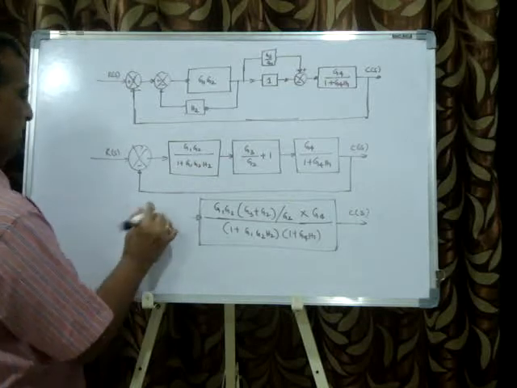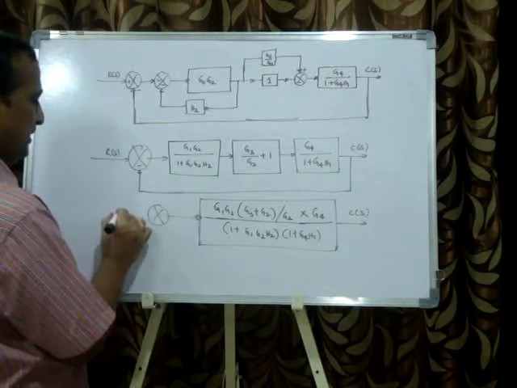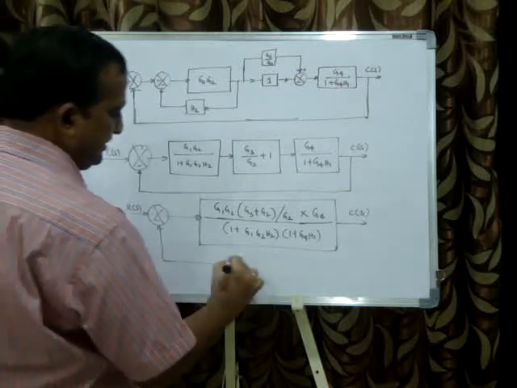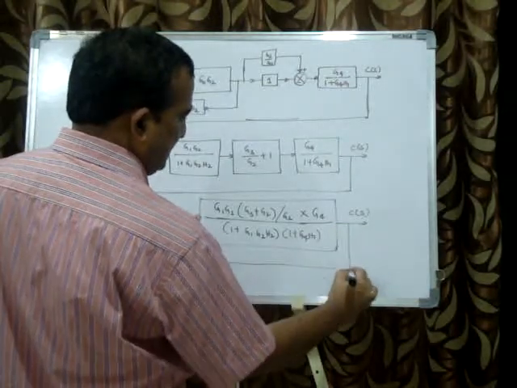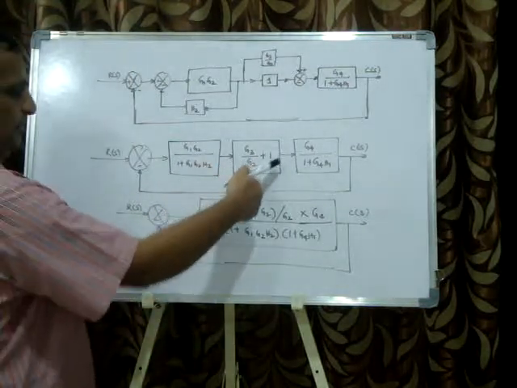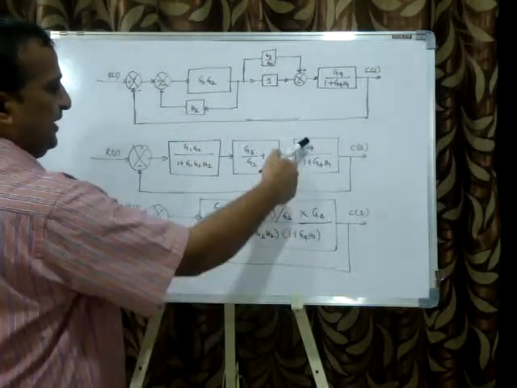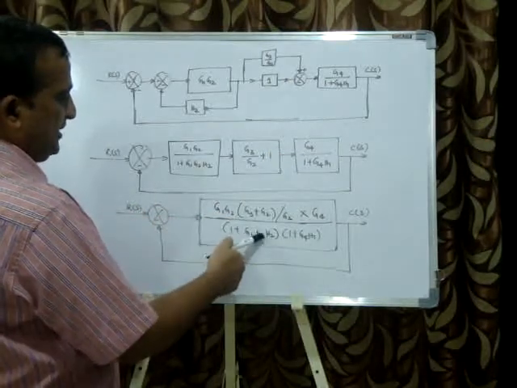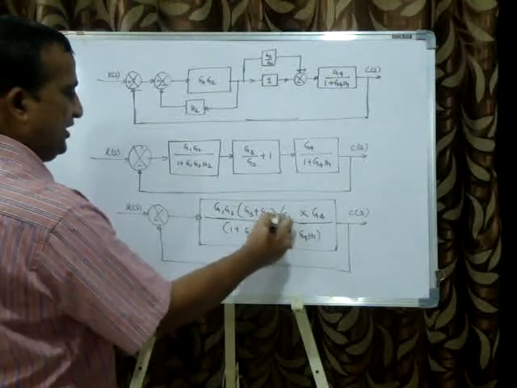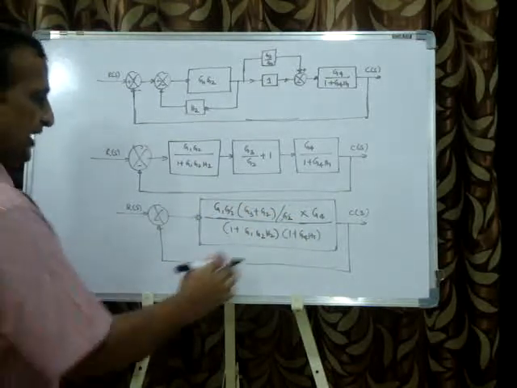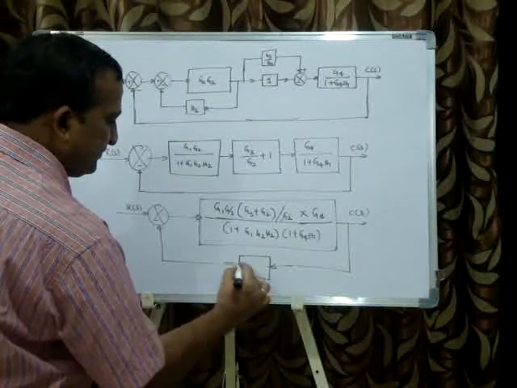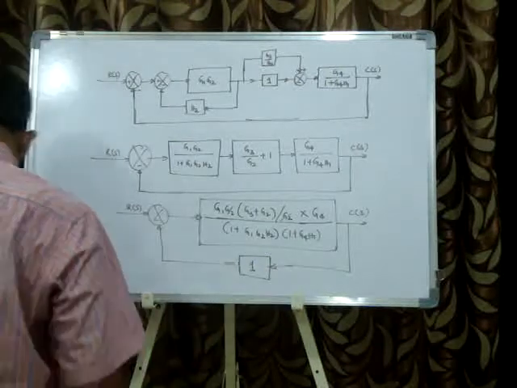And one more feedback element, minus. So I have multiplied, I took an LCM here, G3 plus G2 divided by G2, and here G4, and below is 1 plus G1 G2, and 1 plus G4. This G2, G2 get cancelled. And here nothing is there means what? 1. Unity feedback. Unity feedback.